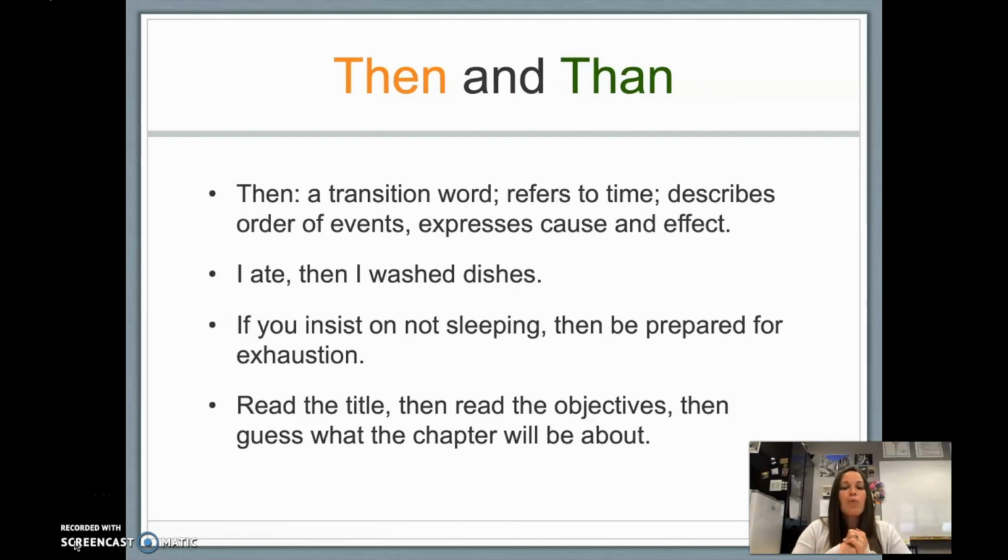Then. Read the title, then read the objectives, then guess what the chapter will be about. Again, it's a sequence. It's an order of events, right? That's all with the E. Okay, so then is really about time, and it's about order, and it's about cause and effect, right? Something happens, then something happens.